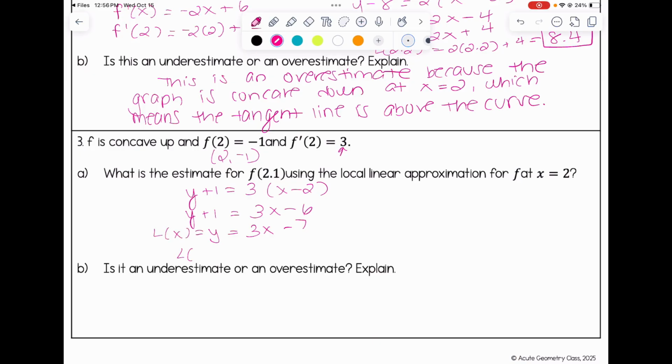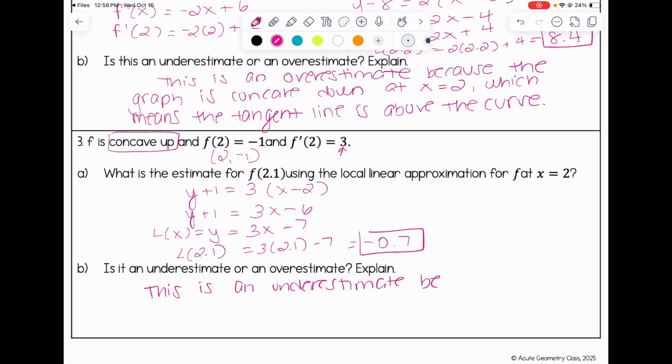Finally, we're going to plug in the value we're trying to estimate, so plug in 2.1. When I simplify that, I get that our approximate value is negative 0.7. B asks, is it an underestimate or overestimate? If we look in the problem, it tells us that f is concave up. So I'm going to say that this is an underestimate, because f is concave up, so the tangent line is below the curve.